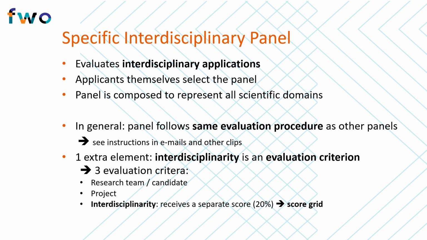Interdisciplinarity receives a separate score, which counts for 20% of the total weighted score. To assign the appropriate score, we ask you to have a close look at all descriptors under the interdisciplinarity criterion, which have been added to the new scoring grid.